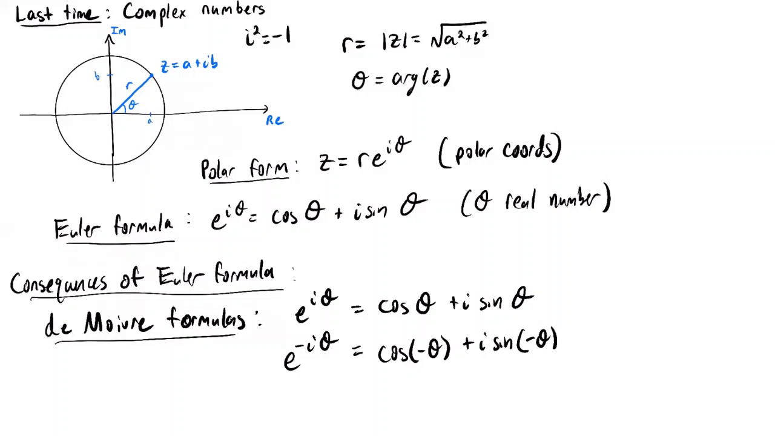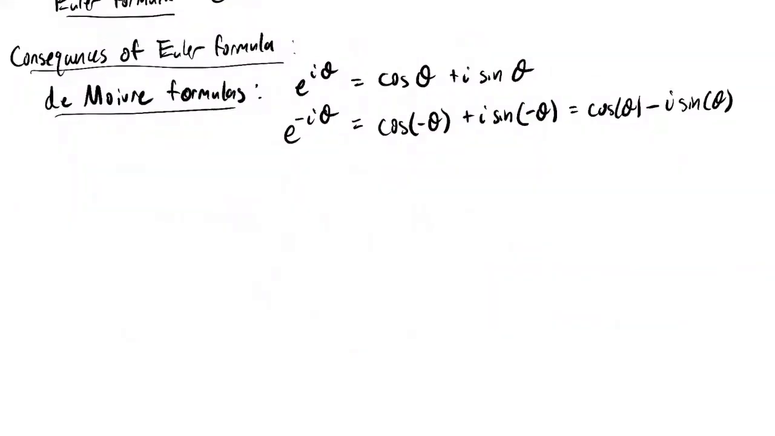Again, cosine is even and sine is odd, so this is equal to cosine theta minus i sine theta, since the minus sign comes out of the sine. Notice that in the first line I have cosine plus i sine, and in the second line I have cosine minus i sine. If I add these two things together, the sine terms will cancel out. Therefore, e to the i theta plus e to the minus i theta is equal to 2 times cosine of theta, because the negative i sine term and the positive i sine cancel out.